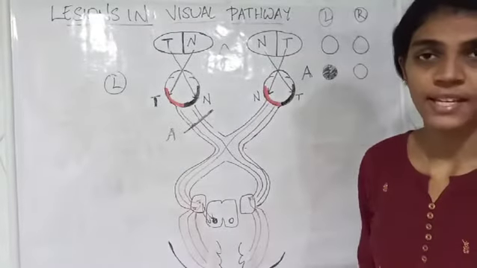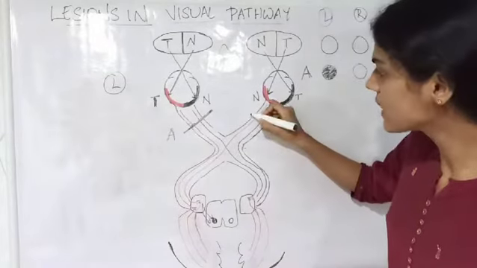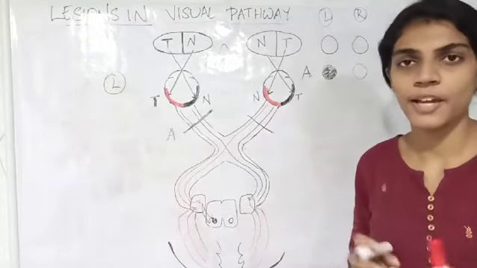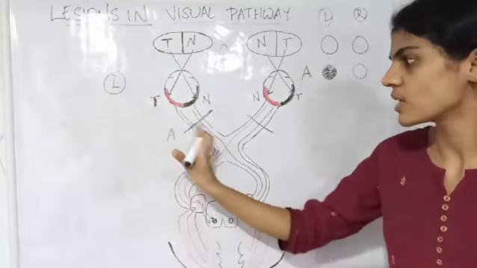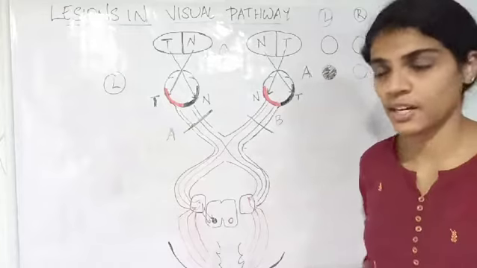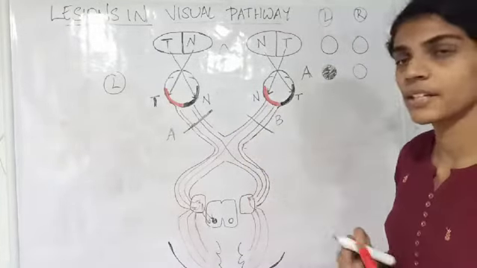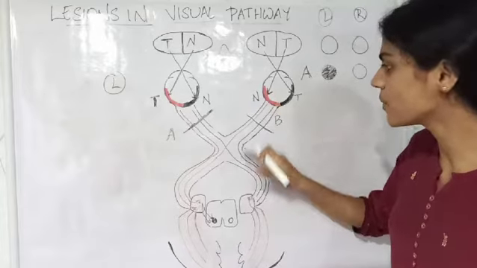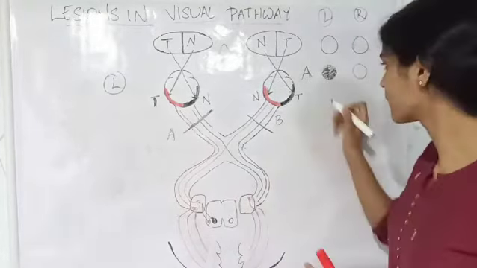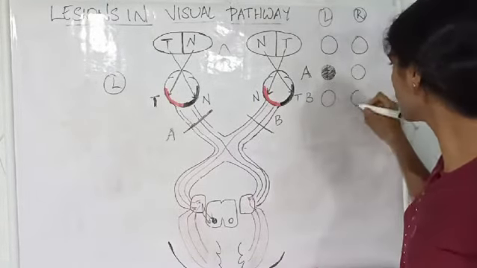Okay, and next scenario, if we find the same kind of lesion here, we do not consider A, now we consider only B. That means this nasal fiber is cut and this temporal fiber is also cut. So which field of vision does it affect? In B, we are having two visual fields.